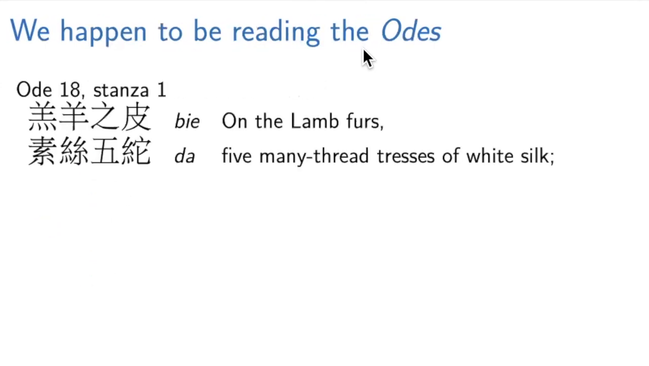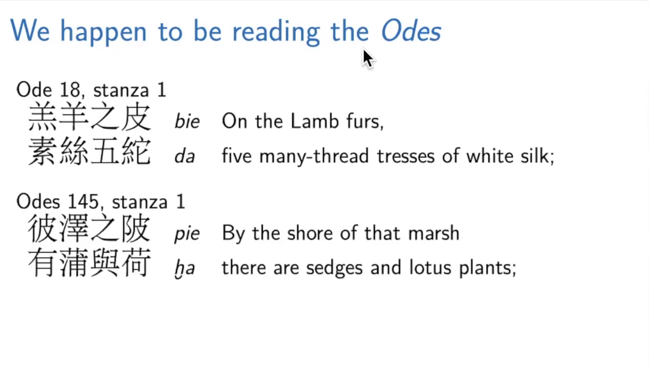But actually, it's not the case, because if we look at the odes, here is ode 18, stanza 1, on the lamb furs, five many tresses, many thread tresses of white silk. We see that this bie, which is in the Shesheng series we're talking about, so it has the phonetic we're talking about, rhymes with da. That's because I'm writing this in Middle Chinese. The bie is in Middle Chinese and the da is Middle Chinese, but the poems were written in Old Chinese. So it looks like actually maybe in Old Chinese, these were the same vowel. And just to give you another example from the same Shesheng series, this is Ode 145, stanza 1.